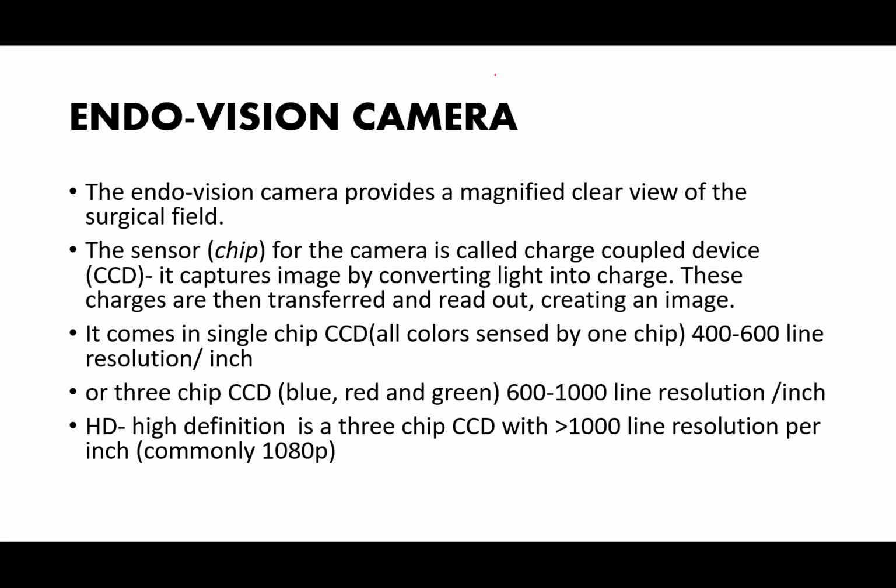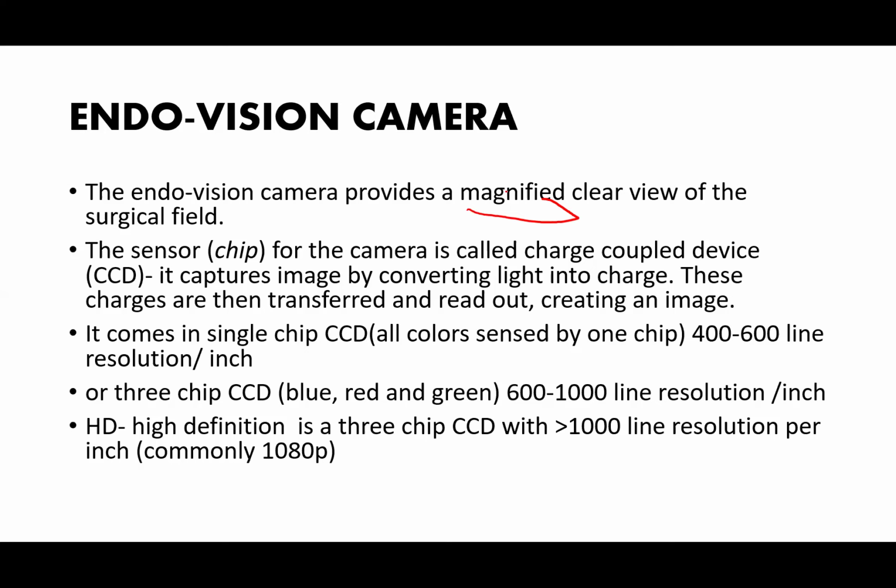The endovision camera provides a magnified, clear view of the surgical field. Now, when you are doing laparoscopic surgery, the image you are seeing is a magnified view. Okay? You will see smaller structures appearing magnified. Smaller bleeds might appear as if they are torrential. It is because of the magnification.